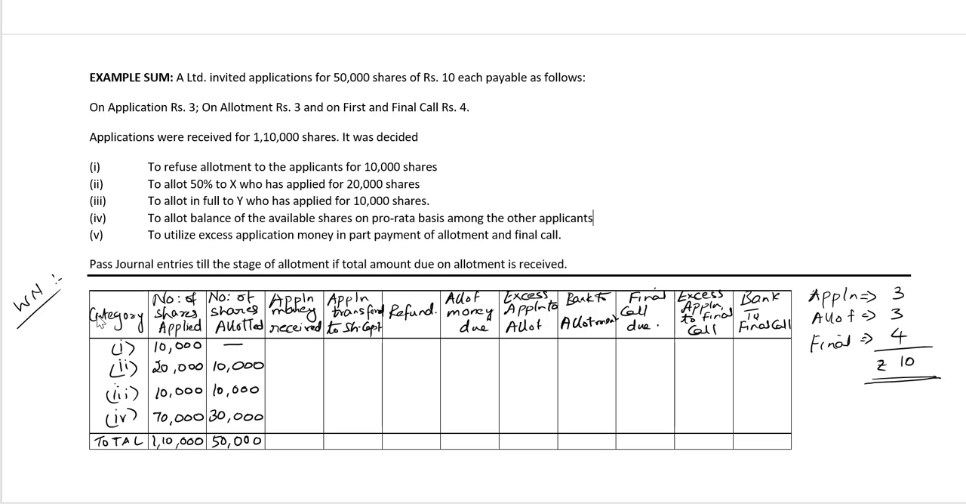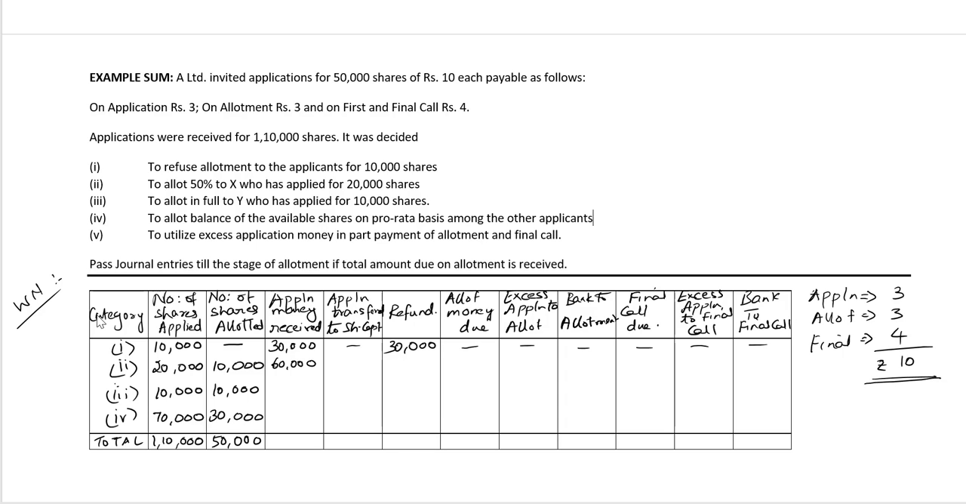We'll fill up the columns. Against category 1, we'll complete application money received, 10,000 shares applied multiplied by 3 rupees per share, 30,000 rupees. Since the shares are rejected, no application money is transferred to share capital. Refund column will have 30,000 rupees and all the other columns will have dash. Second category, application money received, 20,000 shares applied multiplied by 3 rupees per share, 60,000 rupees.